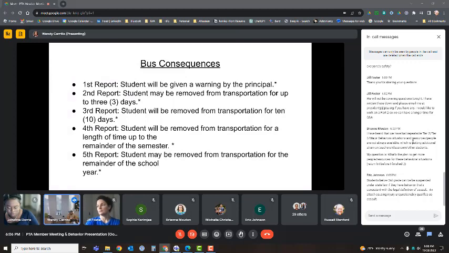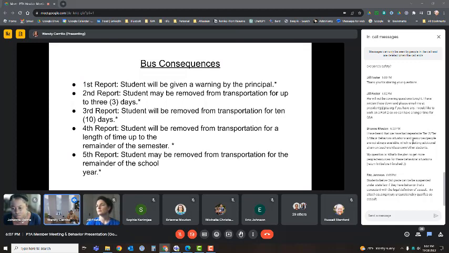One of the things that's on the screen right now is just talking about bus consequences. We do have a role in that as well when it comes to transportation. This is coming straight from the student code of conduct, reviewing what that bus process is. One thing that we remind the parents, and there have been several communications sent out this year regarding bus safety and bus regulations, is making sure that the students are following them.